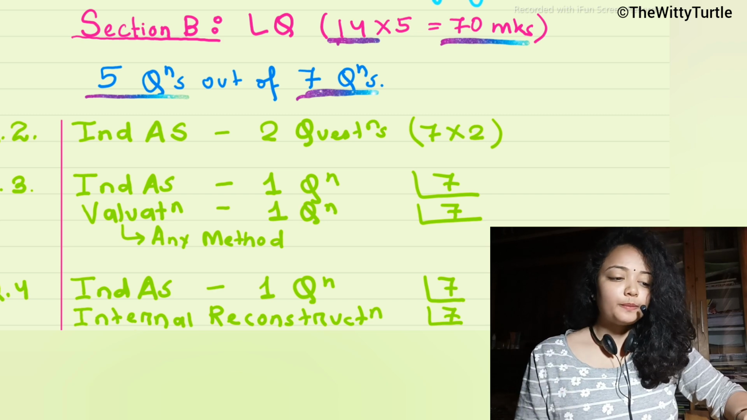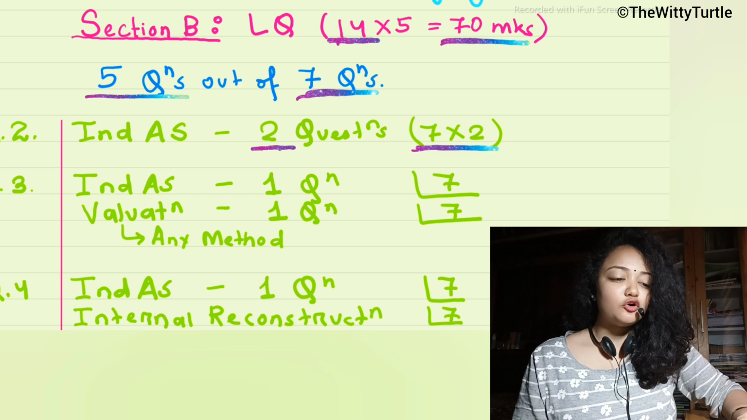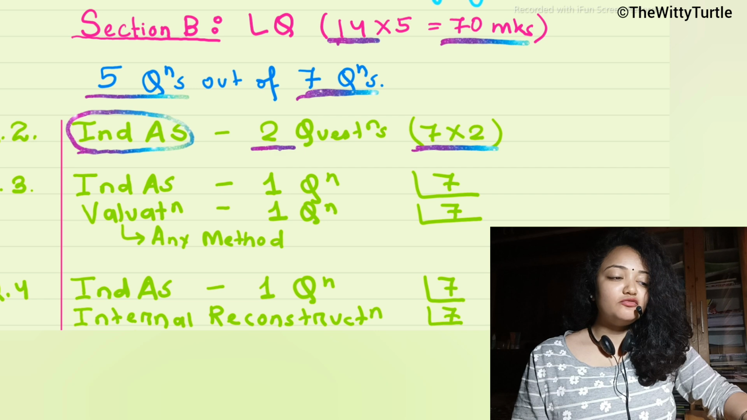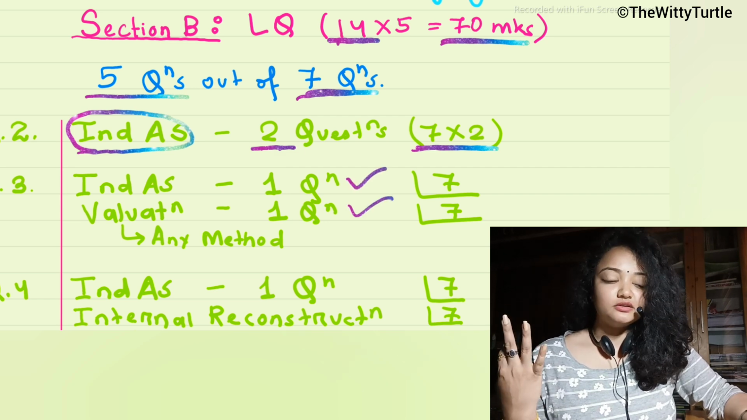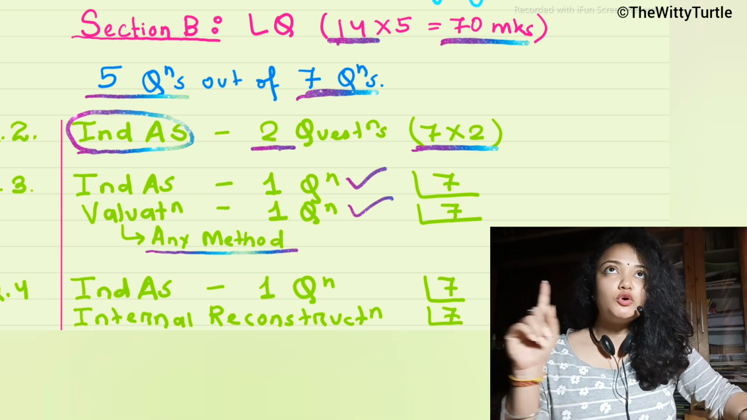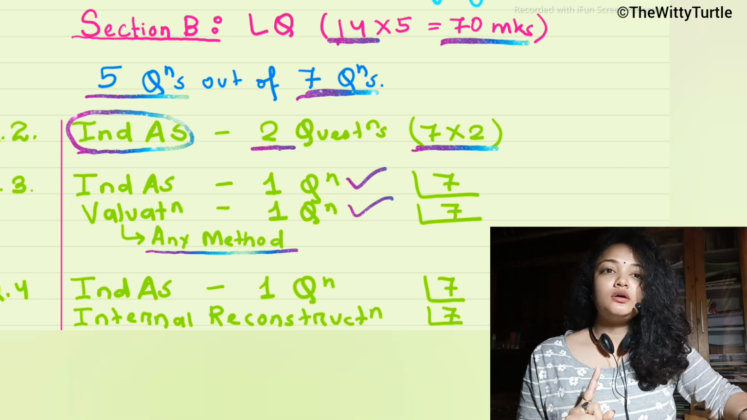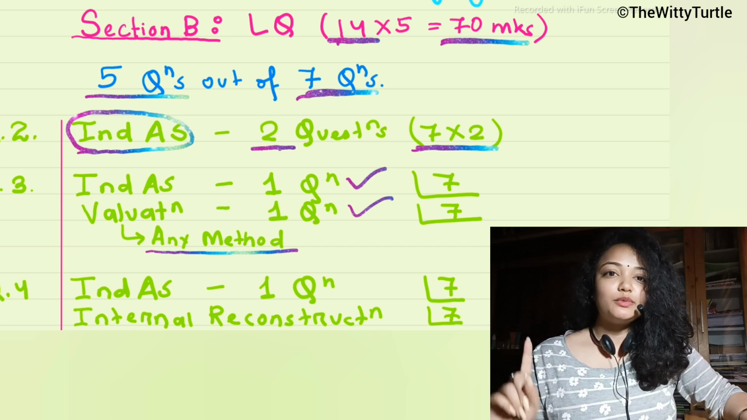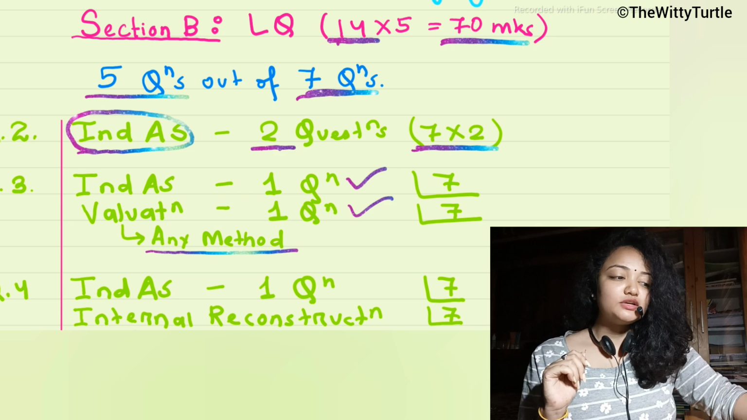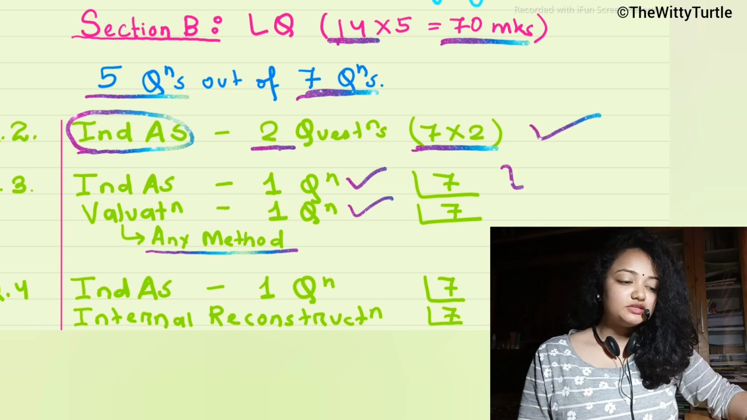Now question number 2, you will be getting 2 questions, which is 7 into 2, 14 marks total, and both the questions will be from Ind AS, right? Question number 3, you'll be getting 1 question from Ind AS and 1 question from valuation. Now valuation has 3 methods. You can get a question from any of those methods, right? So if you are going for valuation chapter, then try to solve all the questions, right? Because that is the only way you can get these 7 marks. So right, question number 2, 14 marks ho gaya, question number 3 also 14 marks gone.